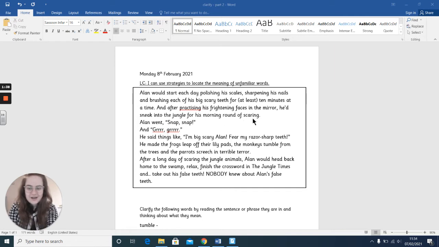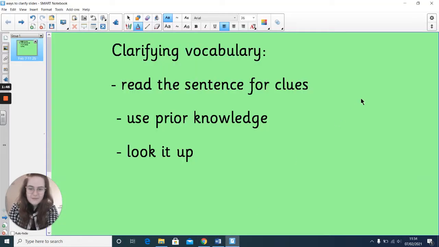Okay, so today we are clarifying vocabulary. We are going to talk about what some of the words mean again. We're going to look at different words today. And today I think these are the main 3 strategies that you might need to use to work out what the words that I've given you mean.